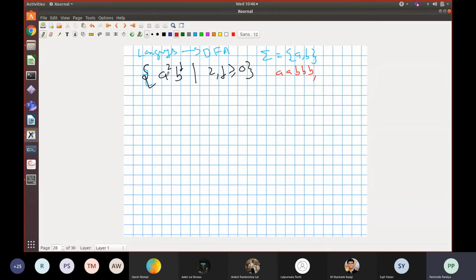I can also have 0 A's and an arbitrary number of B's. So I can have just B, B, B also, or 0 number of B's. So I can also have just A, A. Or I could have 0 A's and 0 B's. So epsilon is also in the language.